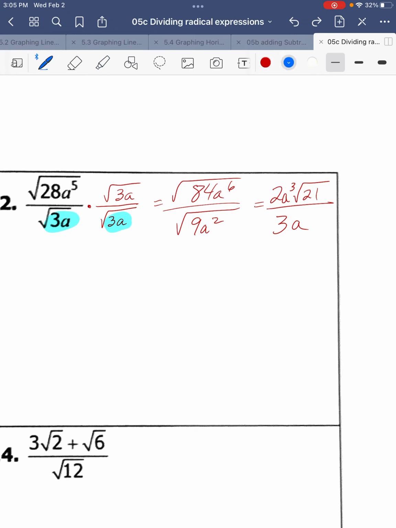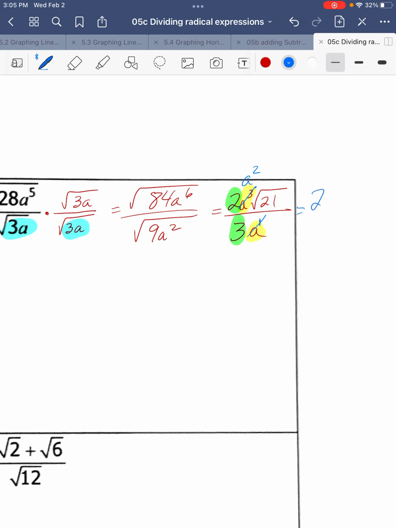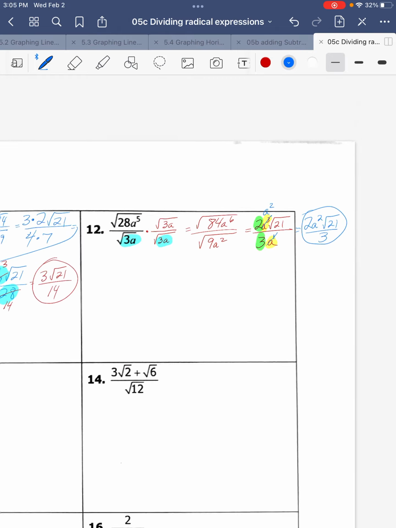Look at what we can simplify. 2/3. Take a look at that. Can't simplify that. Take a look at your variables. A to the 3rd divided by a outside the radical. We can simplify that. A to the 3rd divided by a to the 1st. You're subtracting your exponents, so that's going to end up being a squared. So I have 2a squared square root of 21 over 3. There's your final answer.